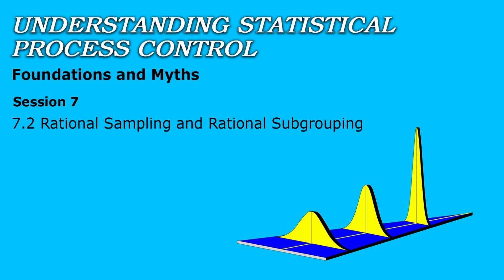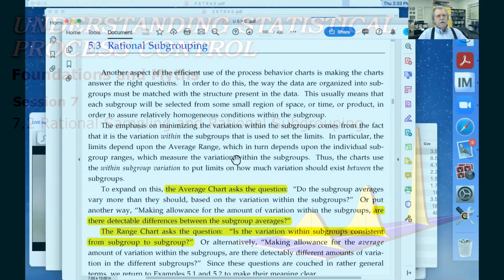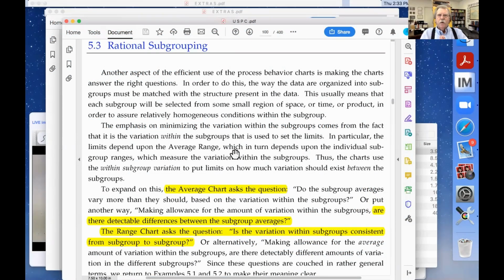Now we come to the heart of the course. Section 5.3 of Understanding SPC is the key to the way of thinking that makes the process behavior chart come to life. Participants are encouraged to study sections 5.3 and 5.4 of the text until they become clear. You have to make the chart work for you. You have to understand what the chart's doing.